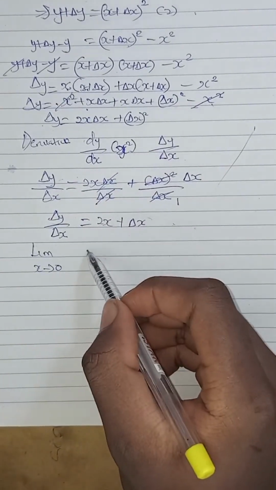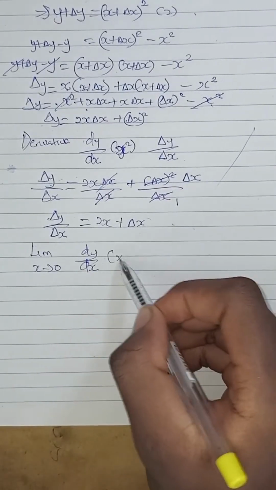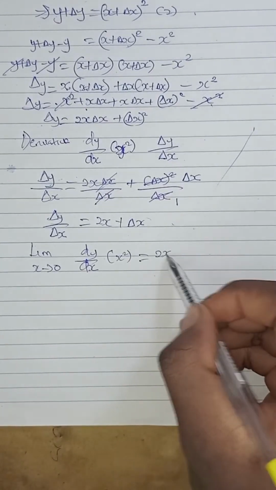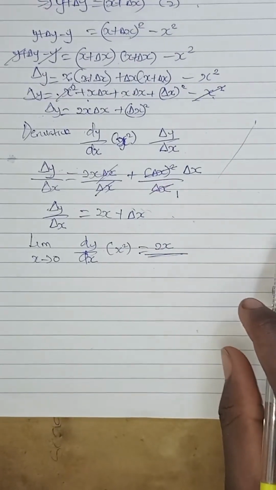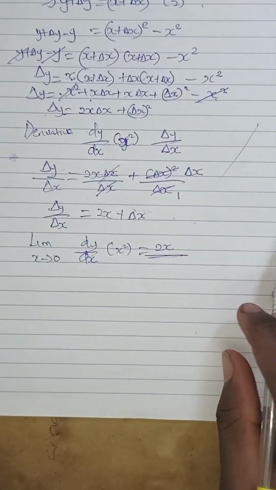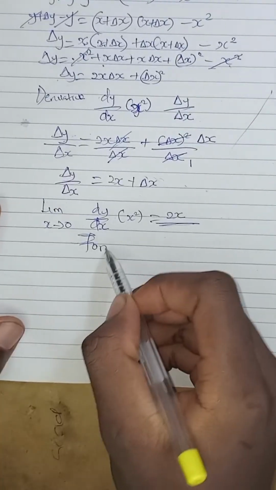So you are going to be left with the dy over dx of the function x squared is equal to 2x, because this one is 0 automatically, so this one is struck out. So 2x. Now, I said I'm going to be solving it in two ways. Now, the second way is known as the formula method.